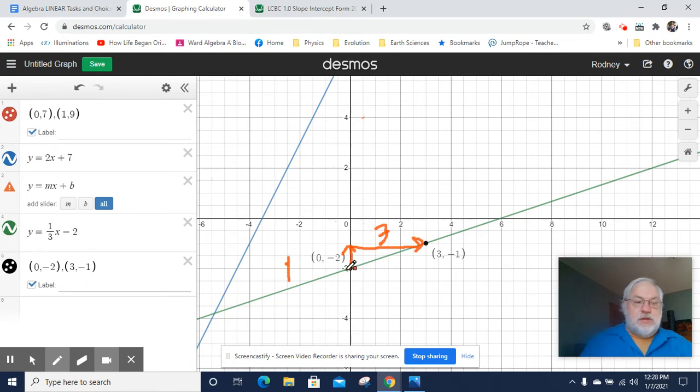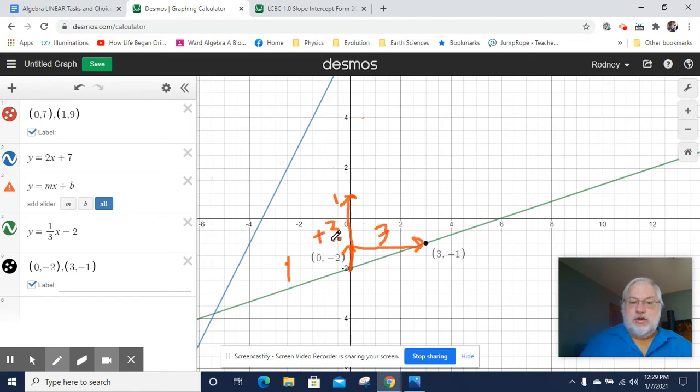Now, since the slope is 1/3, I could get an equivalent fraction, and maybe I could call that 3/9. So let's see what happens if I go up 3, and then over 9. I went up 3 from -2, so I'm at 1 right there. That's 1. And so I went up plus 3.